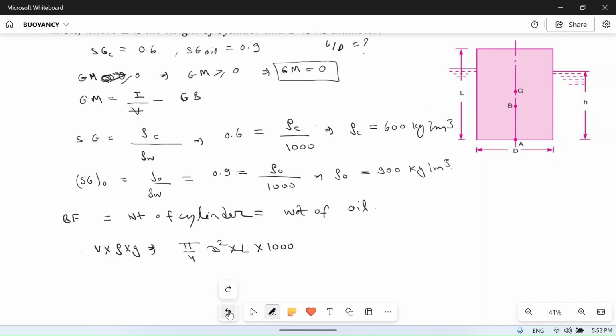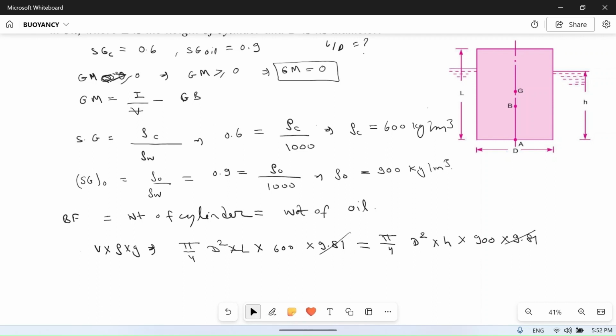Density of cylinder is now 1000, but density of cylinder was 600 kg per meter cube into g is 9.81. This will be equal to the weight of water, which is equal to pi by 4. Suppose the cylinder is submerged up to depth h, then the water displaced height will also be h. So pi by 4 d square into h into 900 into 9.81. This is the weight of water.